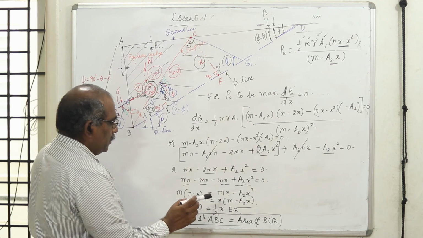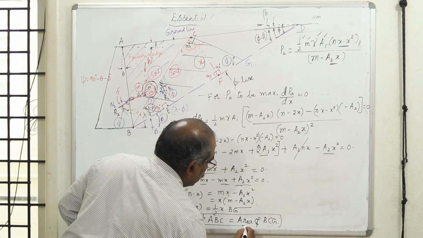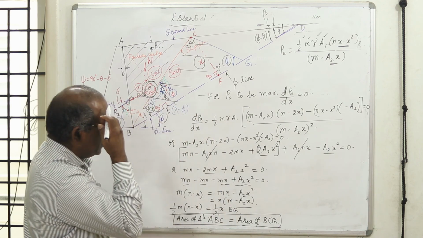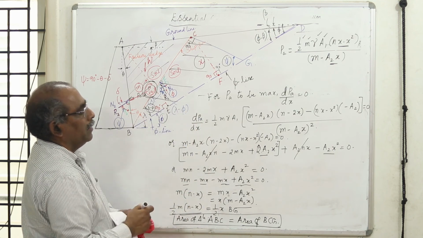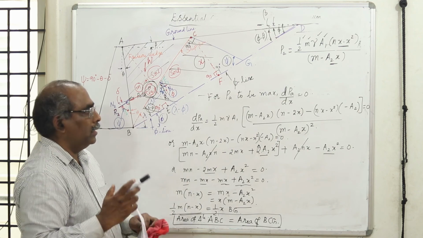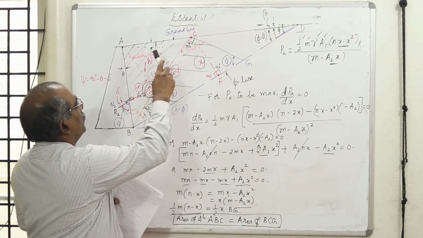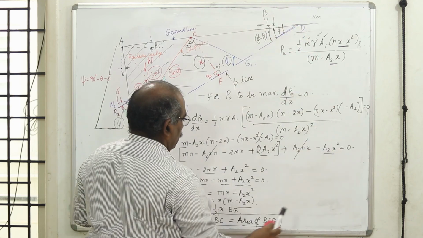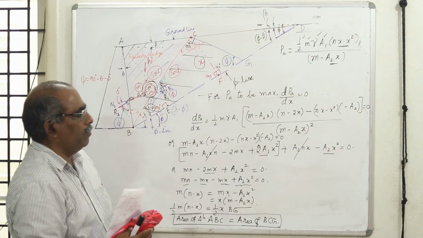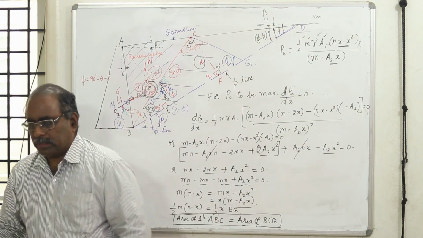Therefore, this expression is to be derived whenever they ask in the examination. Derive an expression or the condition for the lateral thrust to be maximum considering Coulomb's wedge theory. Okay, then this is to be done elaborately. They may ask you for 12 marks. You must be prepared for this.